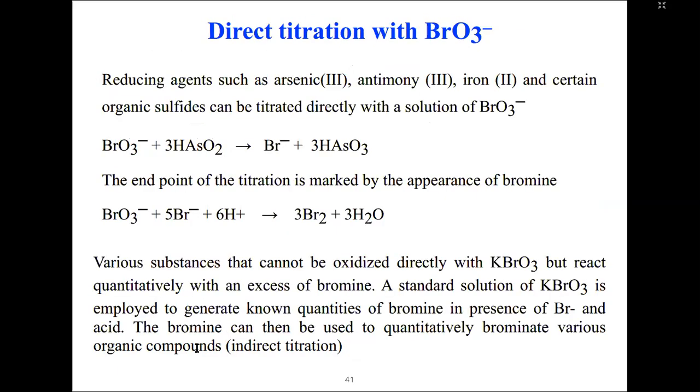Direct titration. If you have to do a direct titration, we can use it with reducing agents like arsenic, antimony, iron, and certain other sulfides, where you directly add bromate into those reagents, like shown here. You directly add it, you form bromide, and that bromide will react with bromate to form bromine, which will indicate the end point.